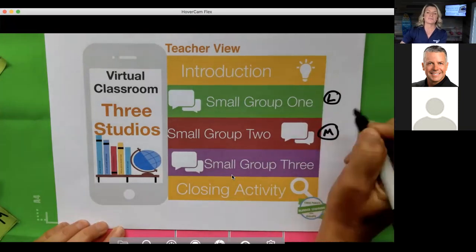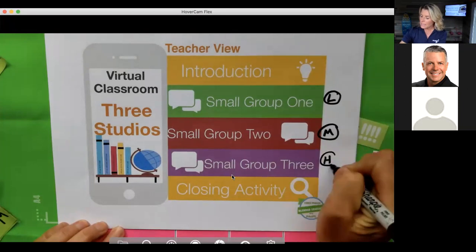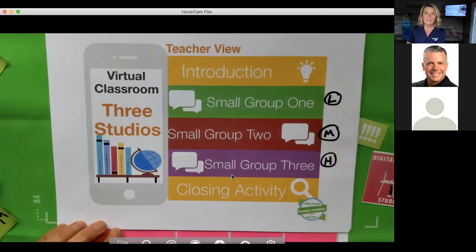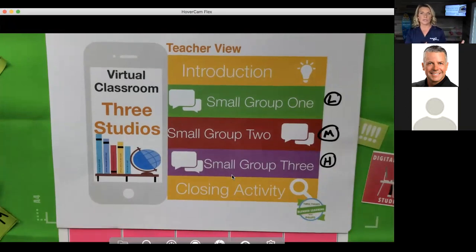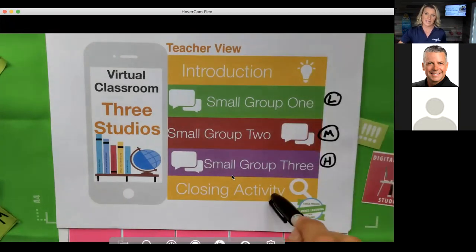This would be my middle group. I wanted my middle group to come with me second. And then this would be my high group, because I want my high group to go out and try to do everything else first, and then we're going to really enrich what they're learning. So this is the teacher view: introduction, small group, and then a closing activity. And that closing activity could be an exit ticket to help you drive that.